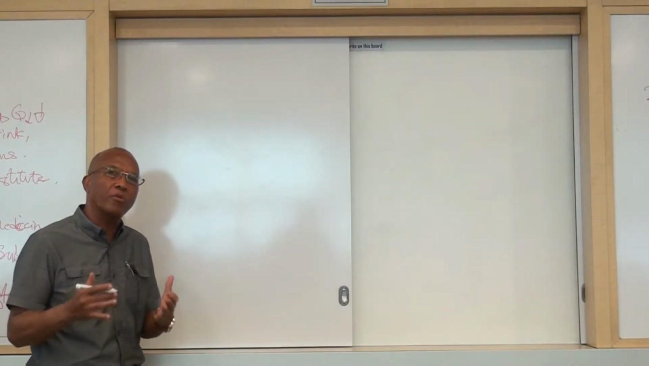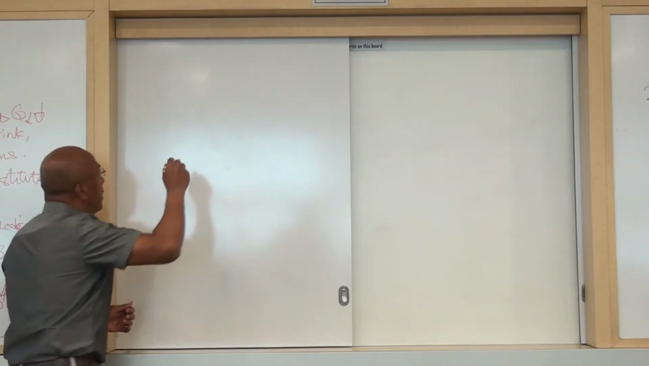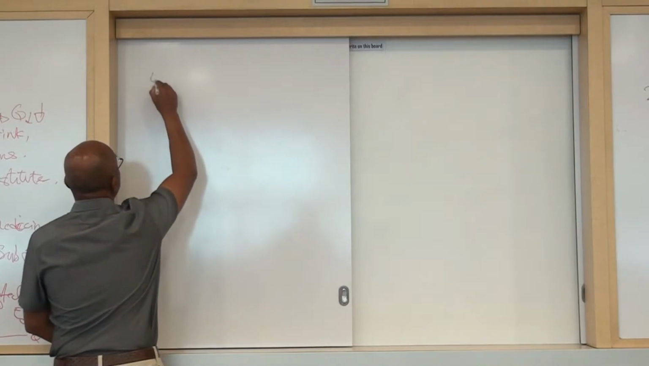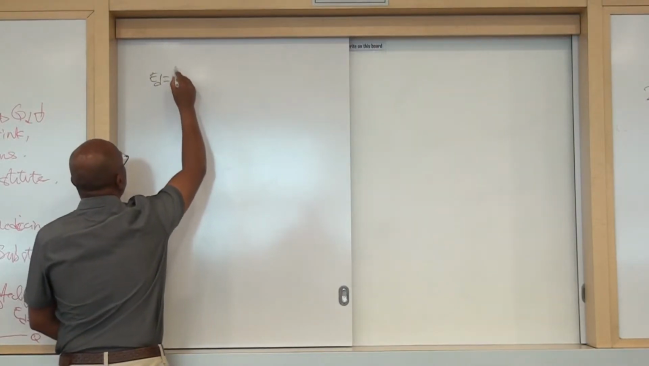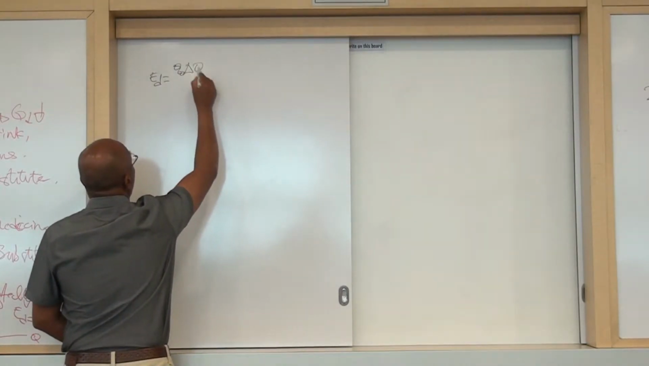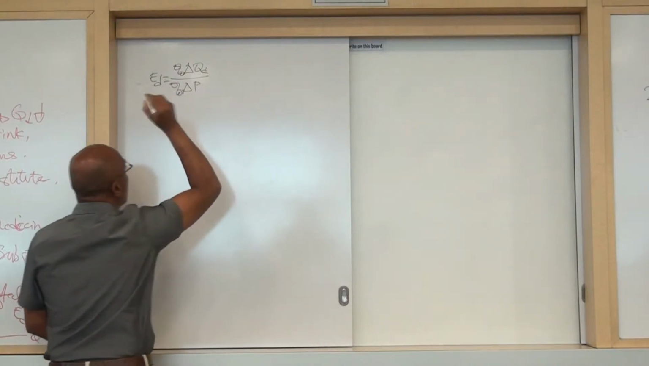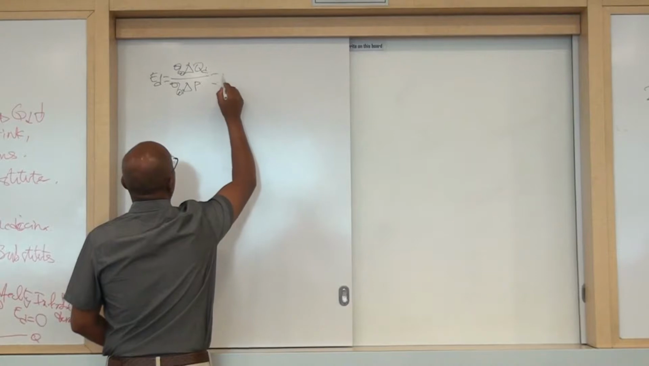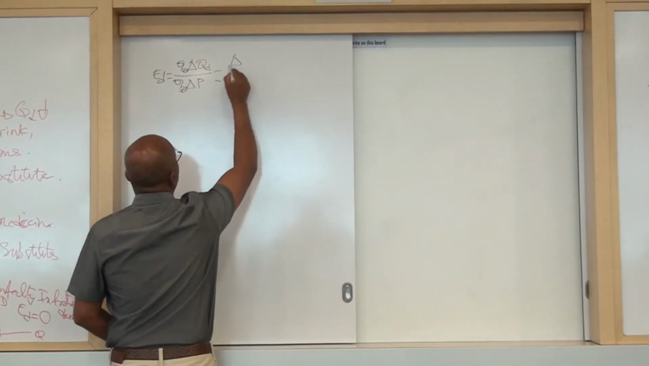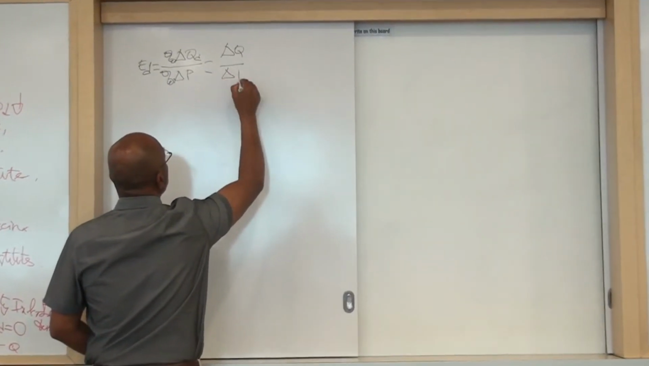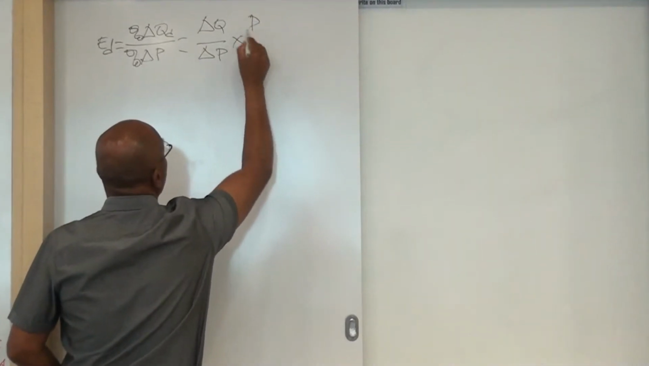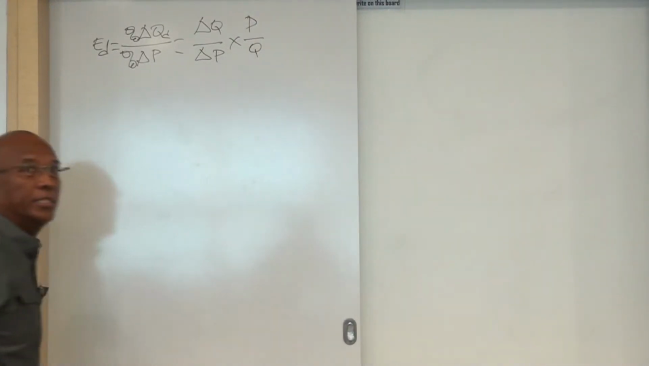It affects behavior of consumers. So let's write back one more time elasticity of demand. Elasticity of demand is the percentage change of quantity demanded divided by percentage change in price. Or it's equal to the change in quantity divided by change in price times price divided by quantity.